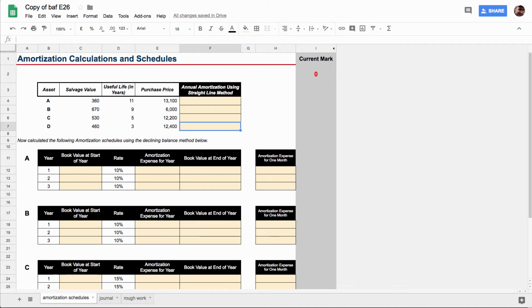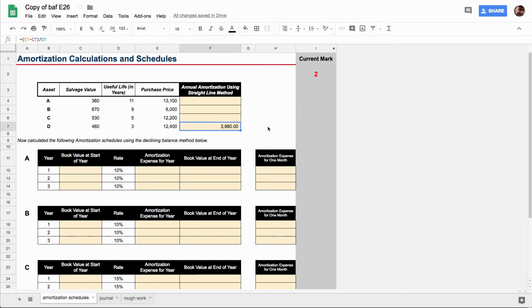To do this, we need the straight line formula. And that's simply purchase price minus any salvage or scrap value. So purchase price, I'm going to put it in brackets, minus scrap value gives us the value that will actually wear out, the value to be amortized, $11,940. We're going to divide that by the cell that contains our estimate of its useful life, which is 3 years. And we get the annual amortization expense, which is $3,980.